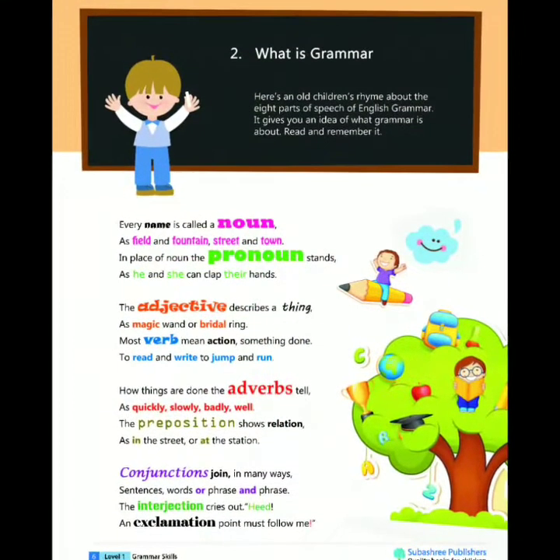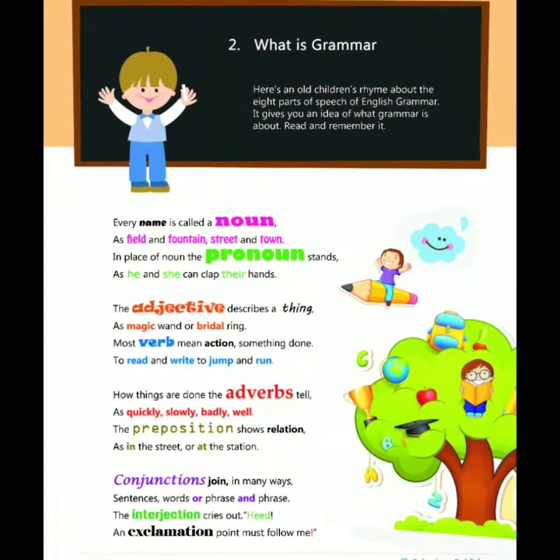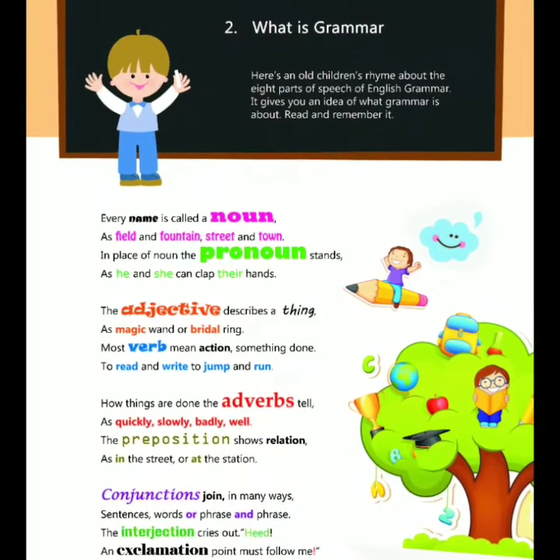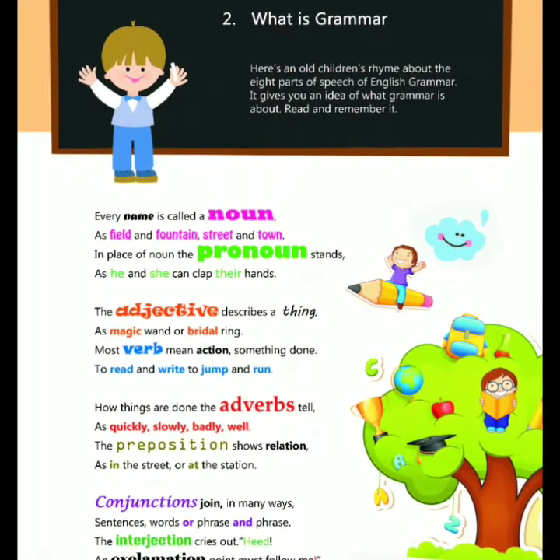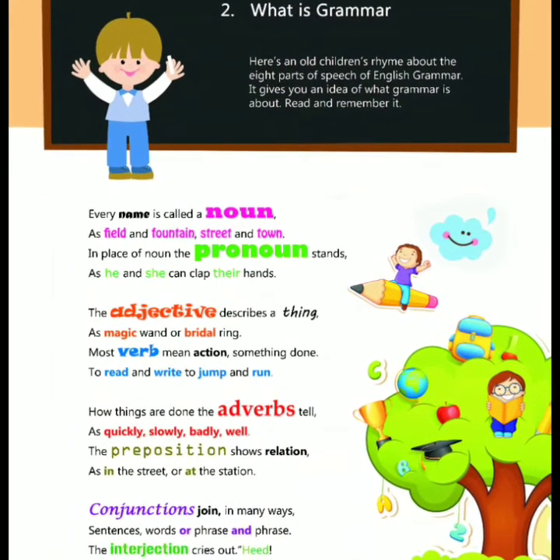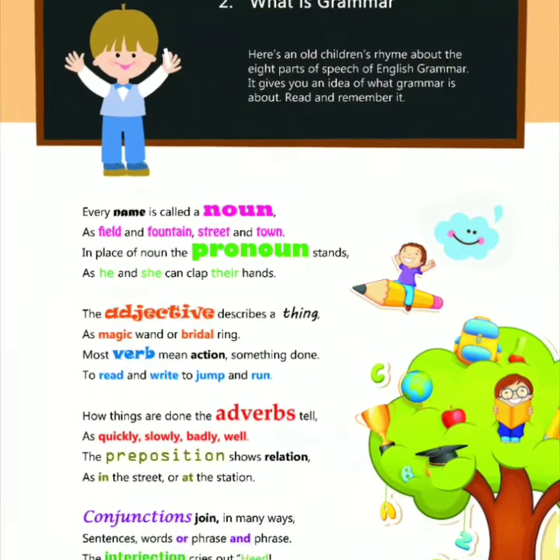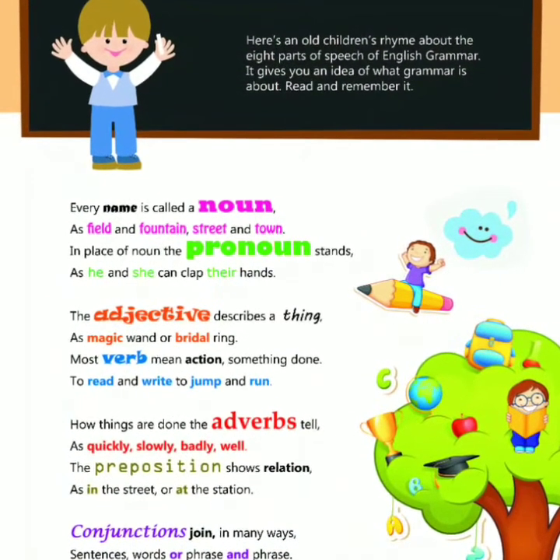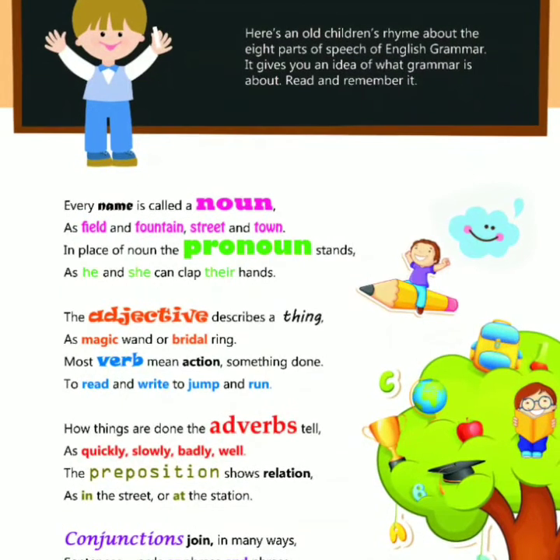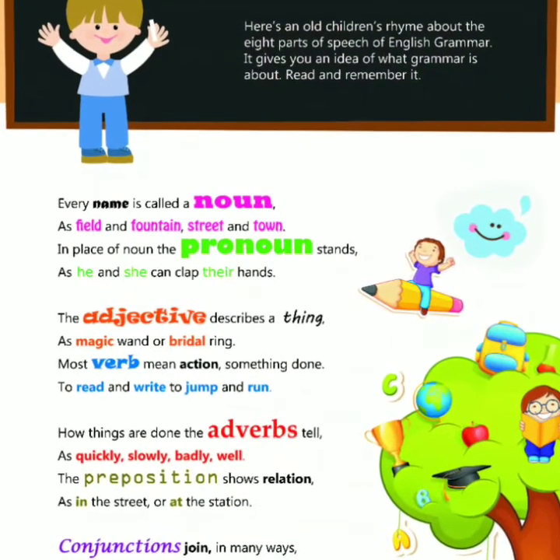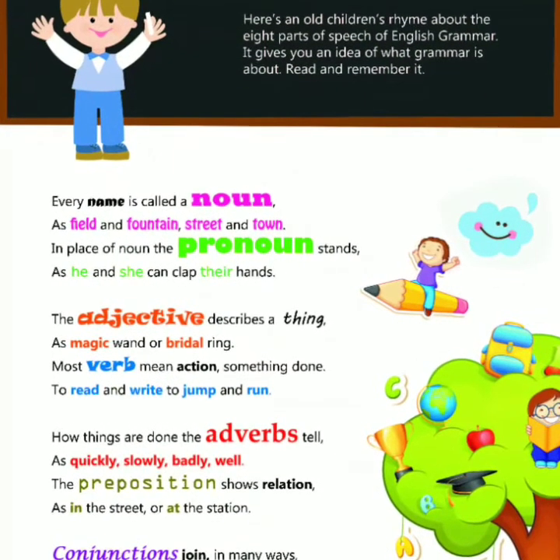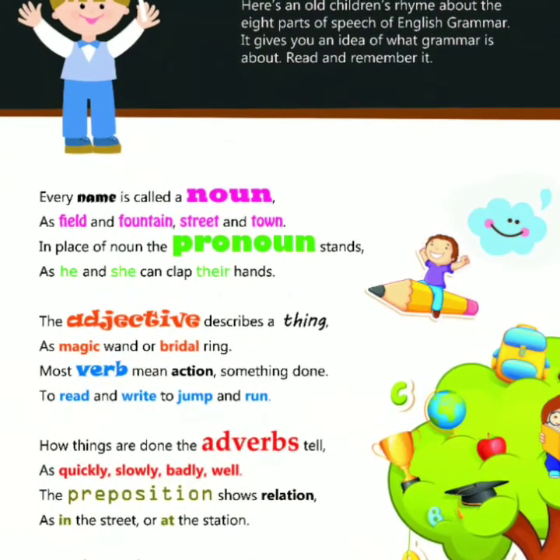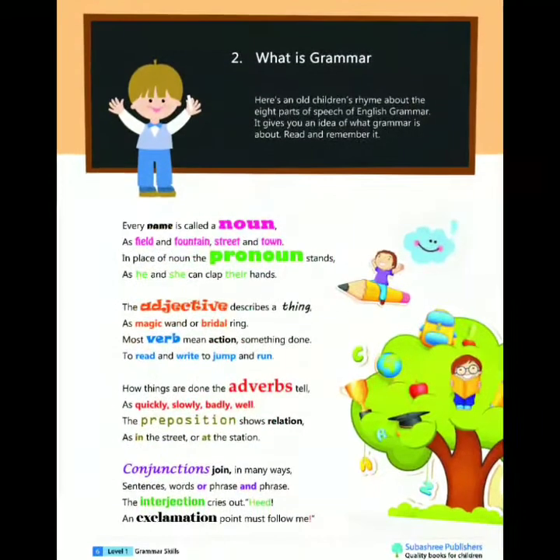Here is an old children's rhyme about the 8 parts of speech in English grammar. Every name is called a noun, as field and fountain, street and town. In place of noun, the pronoun stands, as he and she can clap their hands. The adjective describes a thing, as magic wand or bridal ring. Most verbs mean action, something done, to read and write, to jump and run.